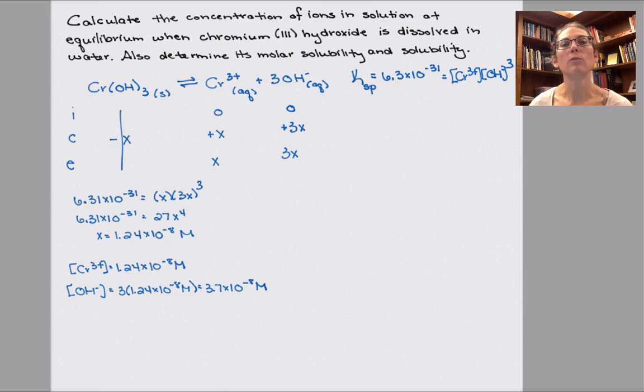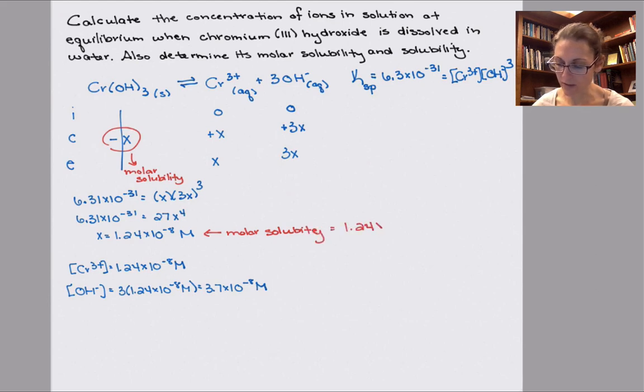chromium hydroxide. The molar solubility is how many moles per liter of chromium hydroxide will dissolve. If you think about it, moles per liter is basically a molarity, and that's what we did our ice table in. So it turns out that this value for x right here, that is our molar solubility. It's how many moles per liter are going to dissolve. And I already solved for that down here. And so we can say that the molar solubility is 1.24 times 10 to the negative 8 moles per liter of this chromium(III) hydroxide.